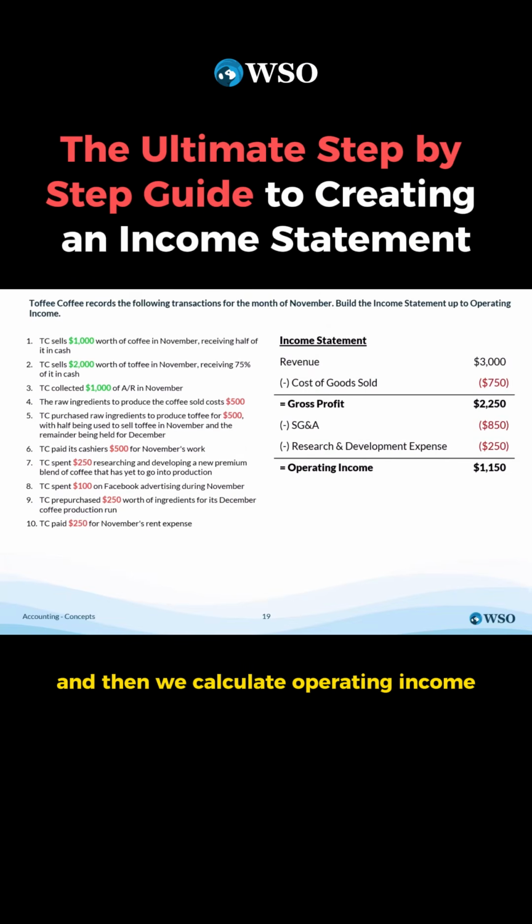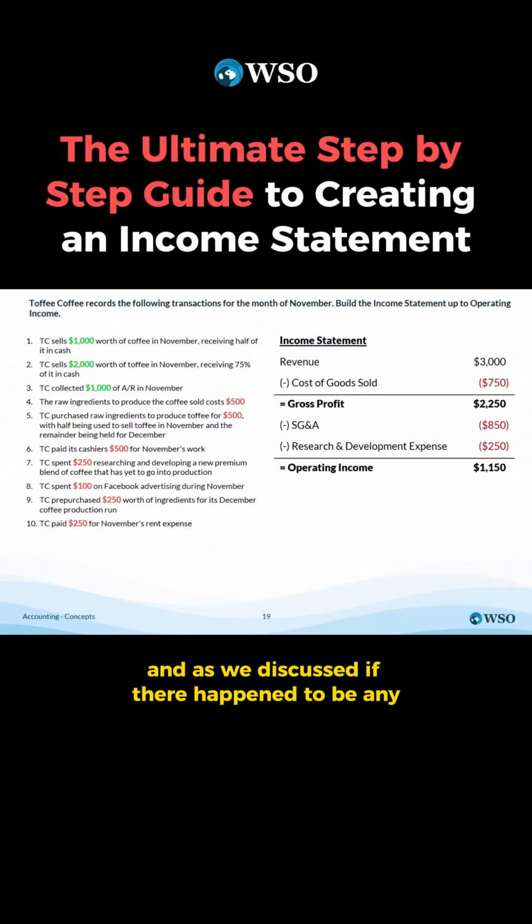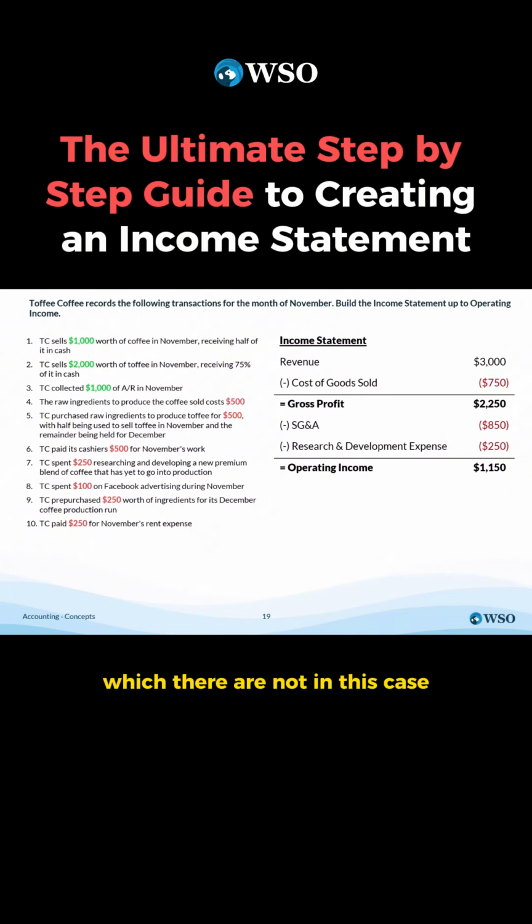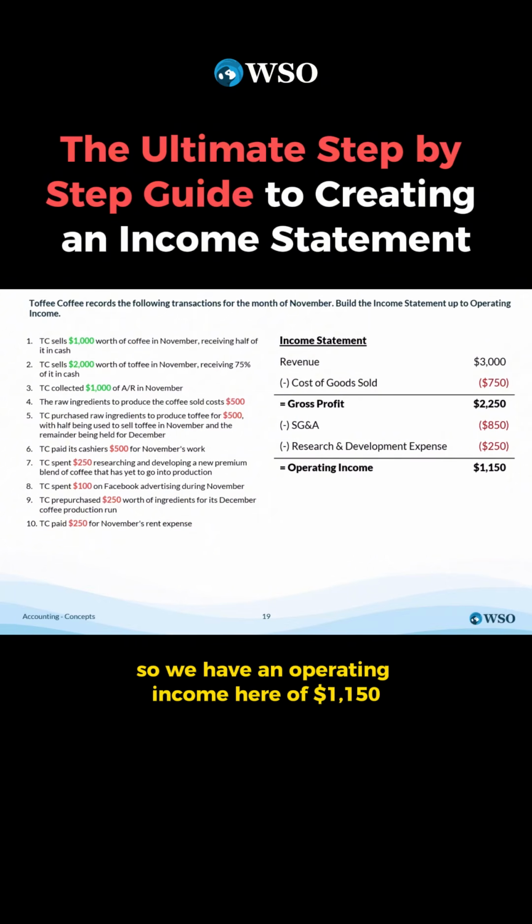$250. And then we calculate operating income as gross profit less SG&A less R&D, and as we discussed, if there happened to be any, which there are not in this case, other operating expenses. So we have an operating income here of $1,150.